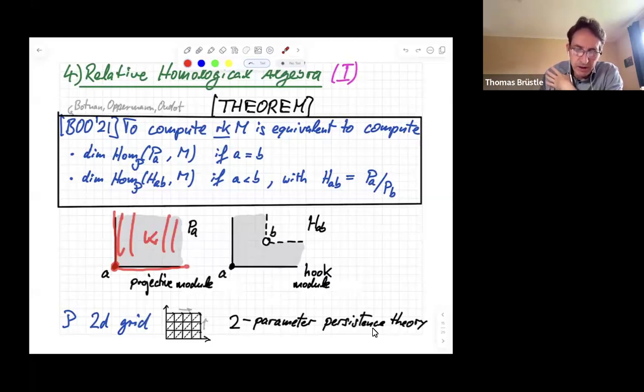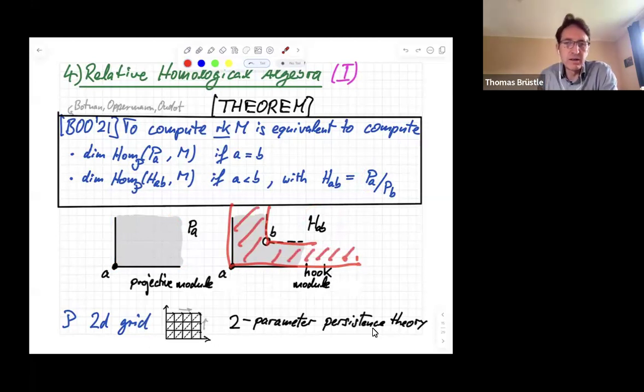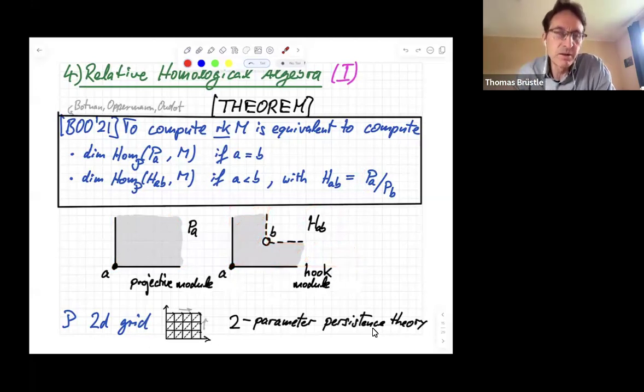And now for this hook module, so you start with the projective in A, so it would be this whole region. But then you divide by the projective in B, the quotient by the projective in B. So what you are left with is that shaded region here that kind of has the shape of a hook. So that's why they call them the hook modules. Okay, good. So this is the theorem.